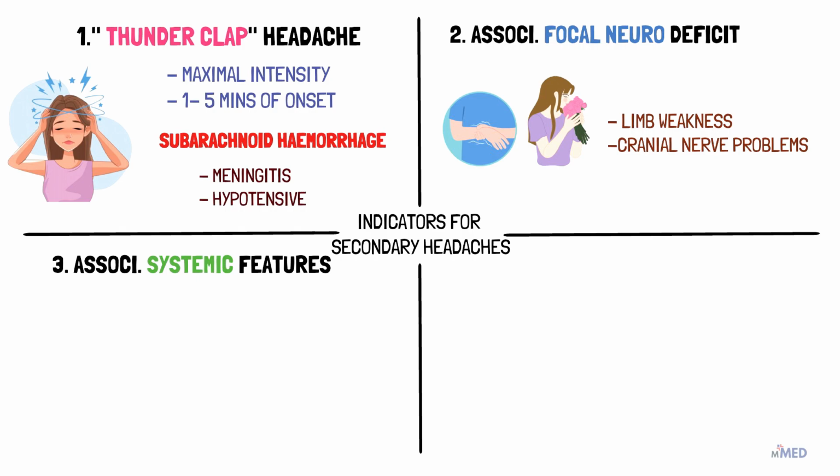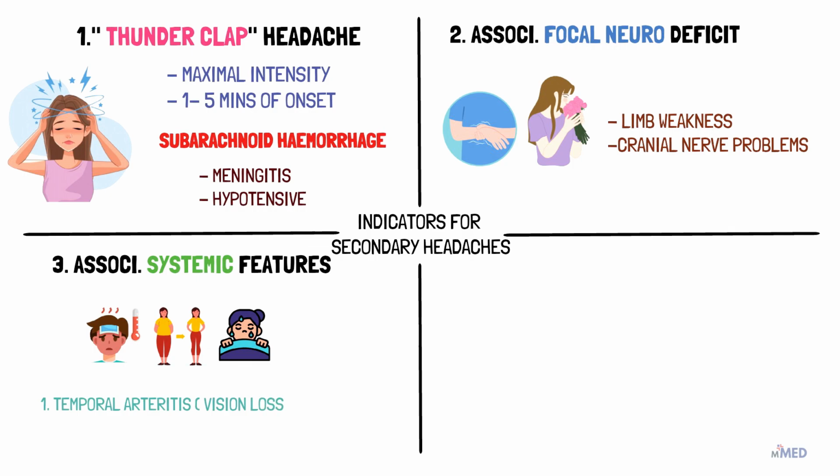Number 3 is an associated systemic feature. Systemic features may include fever, weight loss, night sweats in conjunction with recent onset and progressive headache. It is important to exclude temporal arteritis or giant cell arteritis, a pathology that can cause permanent visual loss if untreated. Other differentials include malignancy or chronic infections.